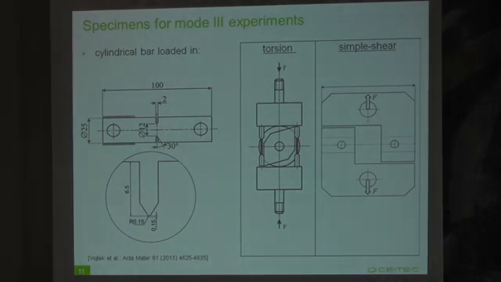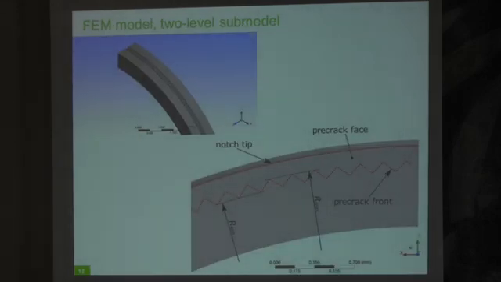And for the calculations of local mode 2 stress intensity factor, we modeled this specimen, which was used in the experiment, loaded by torsion or by simple shear in order to obtain mode 3 crack loading. And here in the FEM model, it has 2 levels of submodeling in order to refine the mesh approaching the crack tip and to get also good convergence.